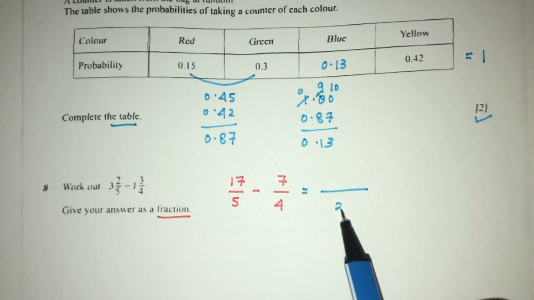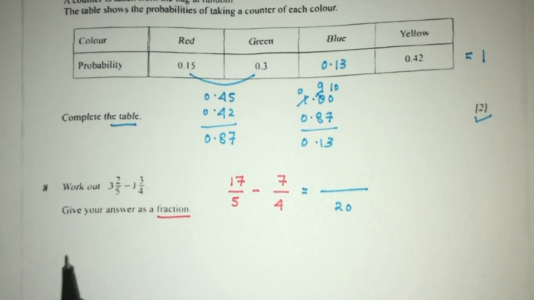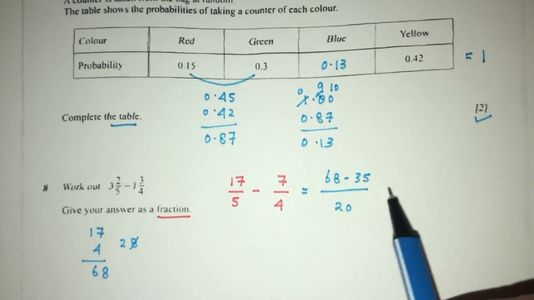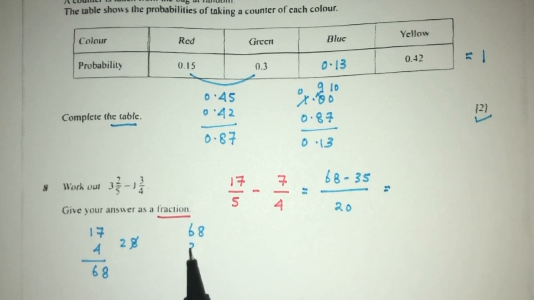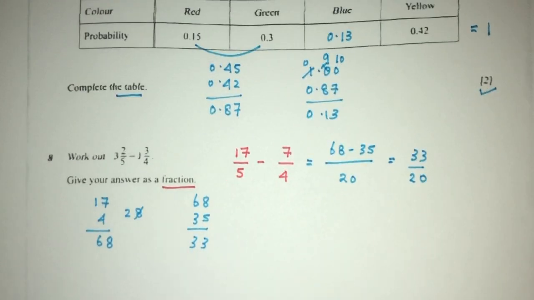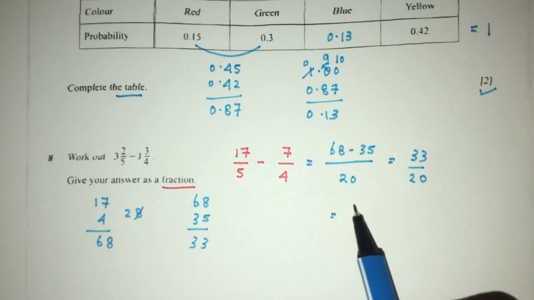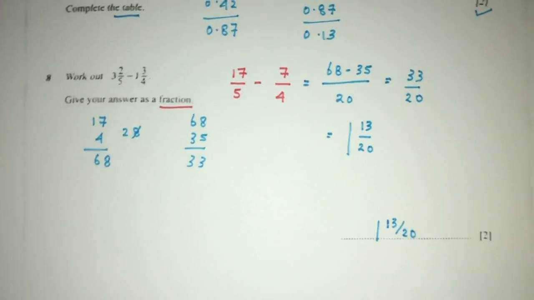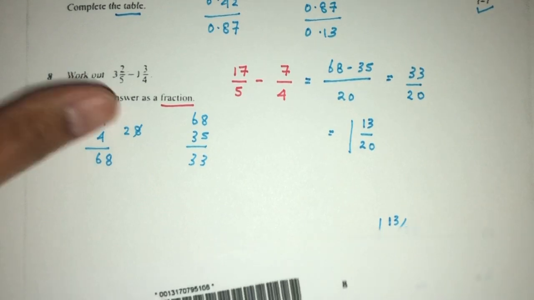So we multiply them by each other, so that will be 20. Then we cross multiply. Here we have 17 times 4, that will be 68. So 68 minus 35. That should be 33 over 20 as your answer. Now, with fractions, you can always simplify this. That will be 1 and 13 over 20. That is question number 8.